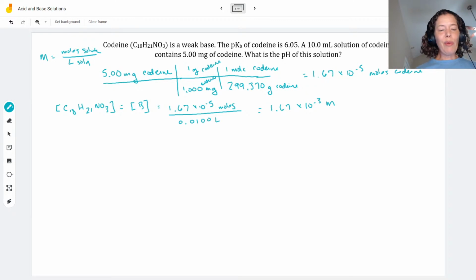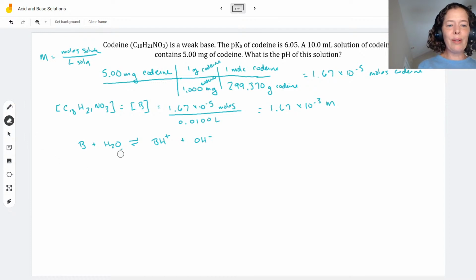Now, for my ICE table, because I don't want to keep writing out the molecular formula for codeine, I am going to use this B for base. So this is just a very generic way to write this equilibrium problem. I have my weak base, my codeine, in water. Remember, bases are going to accept a proton, and then I am left with hydroxide. So it has taken a proton from the water, which means hydroxide is left over.